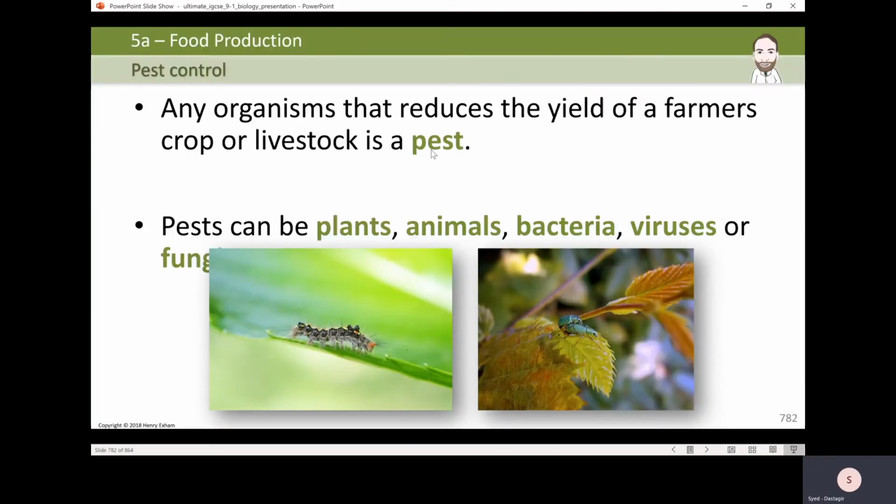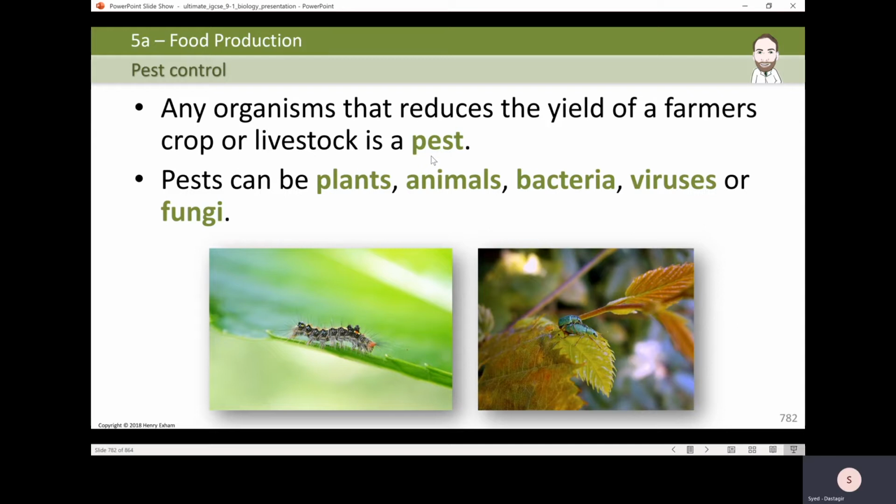Now, pest control. What is a pest? Something that reduces the yield of crop or livestock. So it can actually harm or reduce the yield of your crops. And pests can actually be plants. So something called weed. You may see them in the front of your house or in your garden, by the side they grow.